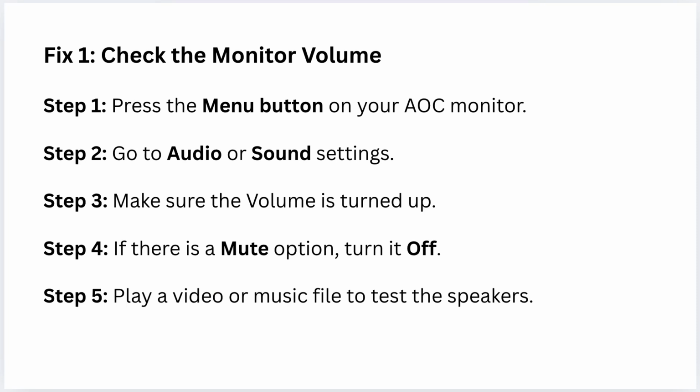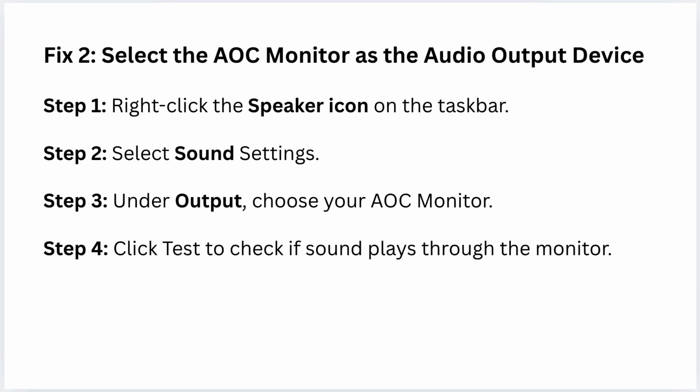Press the menu button on your AOC monitor, then go to audio or sound setting. Make sure the volume is turned up. If there is a mute option, turn it off. Then play a video or music file to test the speaker.